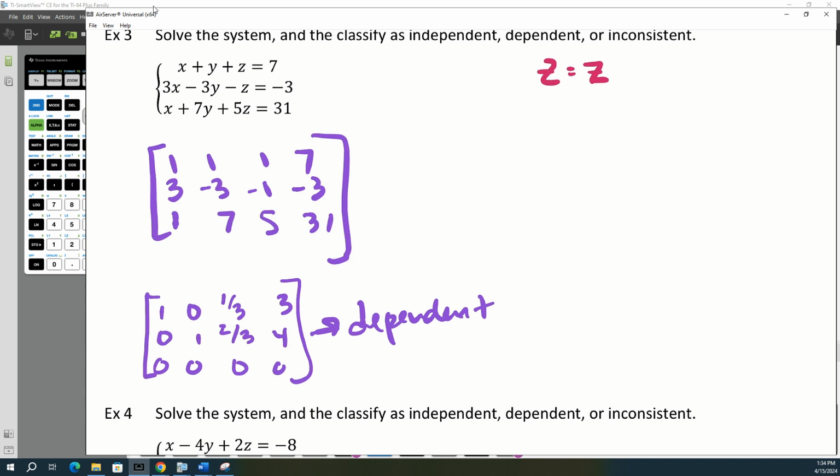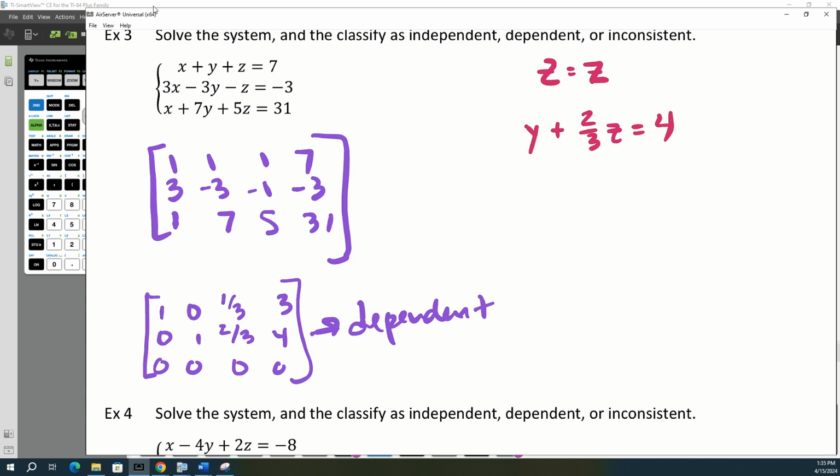All right, and now we're going to work backwards. So we have been doing equation to matrix. Now we're going to go from matrix to equation. And so this row right here, this is the x, right? 0x. And then what should the y be? 1y plus 2/3 z equals 4.